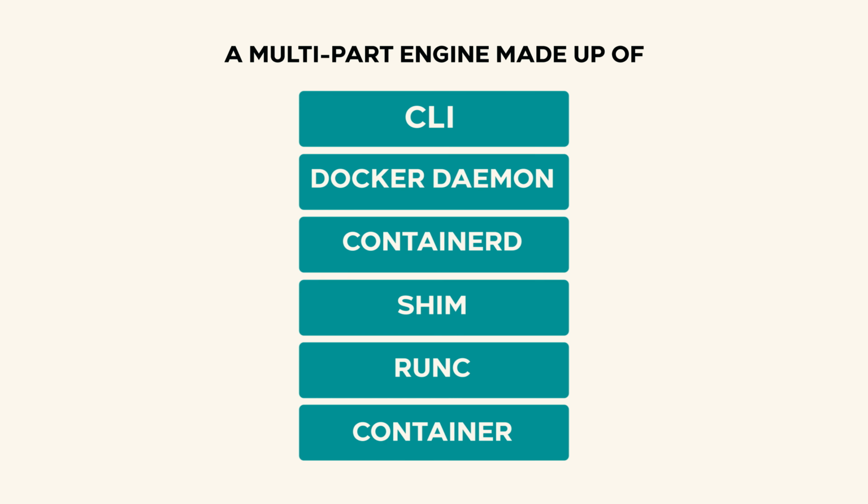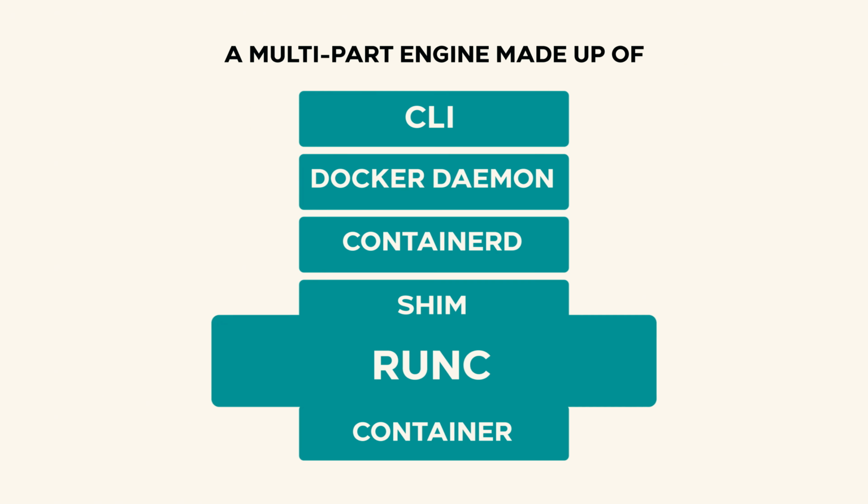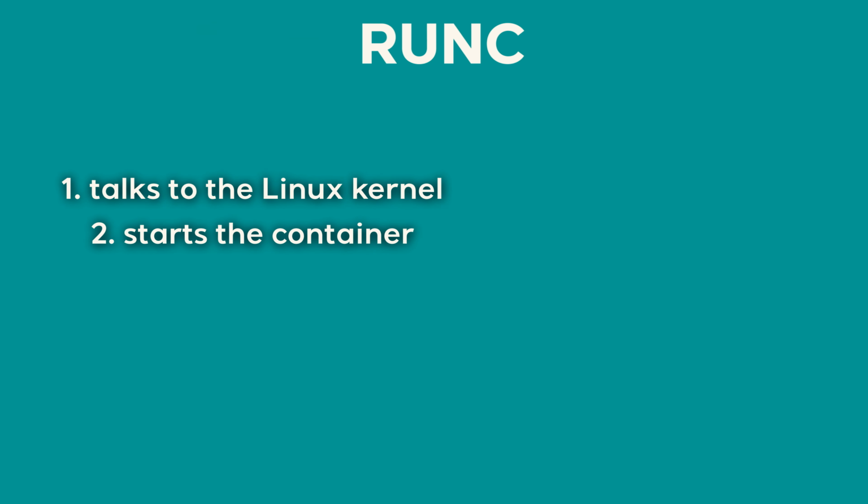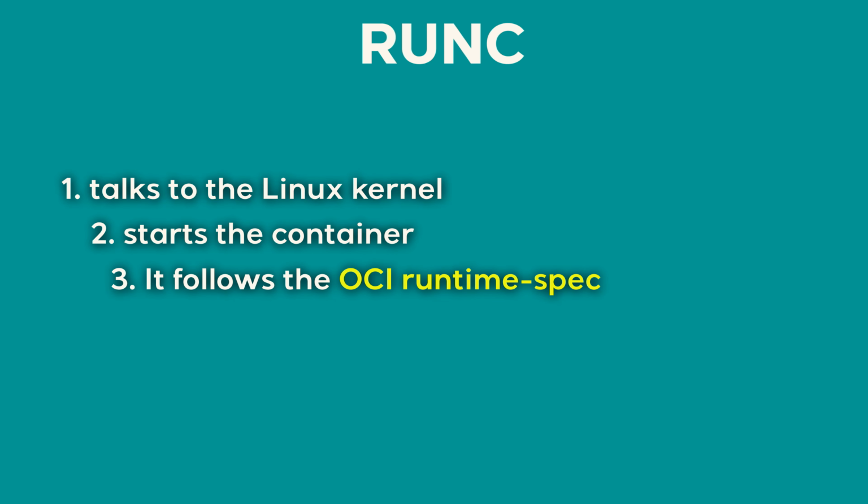And then you have the main player, the main guy, which is runc, but I think it's pronounced runC. This is the actual runtime that talks to the Linux kernel and starts the container. It follows what is called the OCI runtime specs, which basically defines how a container should be run. Once runc creates the container, it hands control over to shim, which then babysits the running processes.